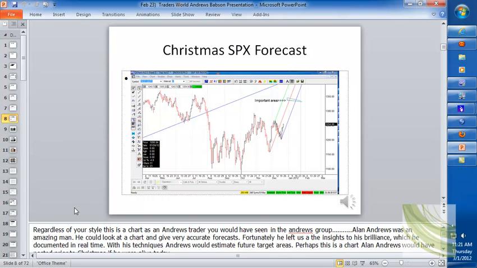Now, Andrews was an absolutely amazing man. He could look at a chart and give very accurate forecasts. Fortunately, he left us with insights into his brilliance, which he documented in real time. With these techniques, Andrews would estimate future target areas. And typically in these target areas there were certain things coming in that would indicate the possibility of a reversal. Possibility. Okay, perhaps this is a chart that Andrews would have posted prior to Christmas. That's what I did.